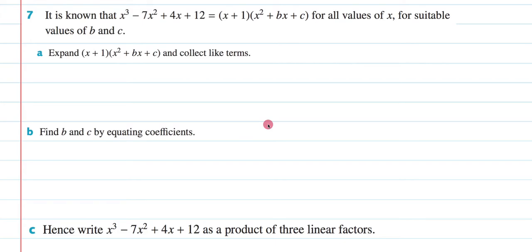We are going through exercise 6a. This is question 7. Let's give it a go. So we are told the following. It is known that this polynomial is equal to x plus 1 multiplied by this for all the values of x for suitable values of b and c.